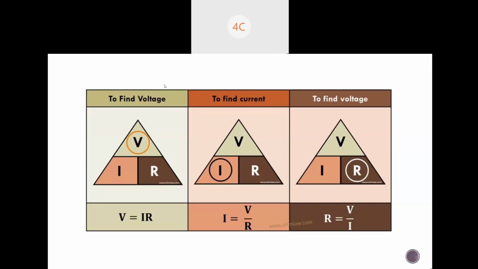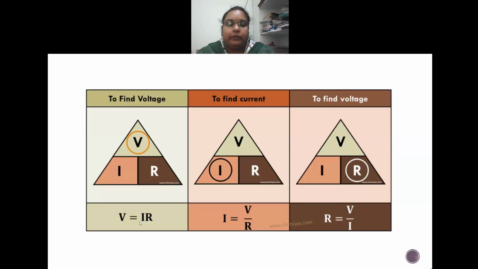If you want to find the voltage, you can just take the voltage and then the other two will give you the formula for voltage. That is V is equal to I into R.